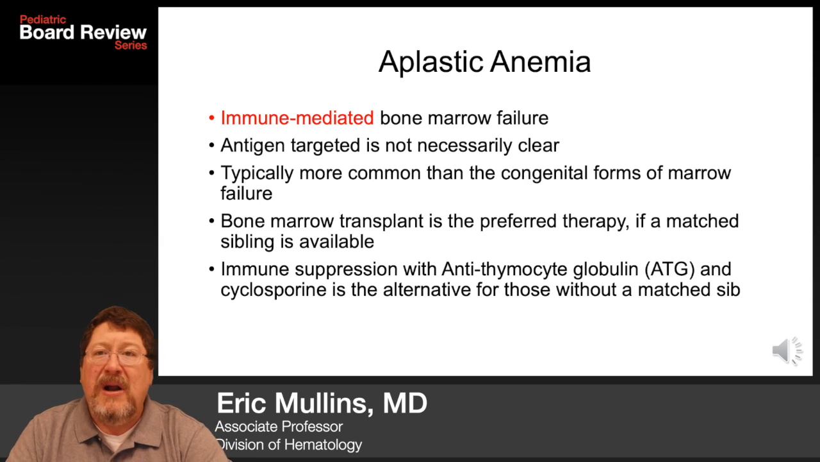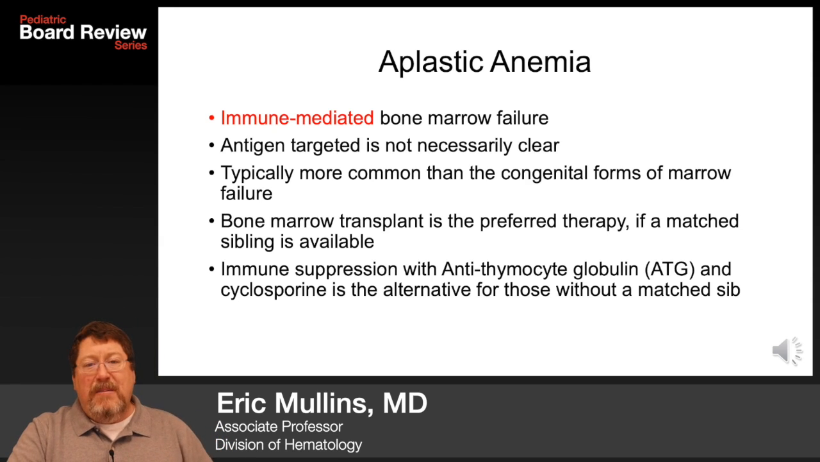So the primary and preferred route of treatment for aplastic anemia, other than supportive care, is a bone marrow transplant, especially if a matched sibling donor is present or available. In the absence of a matched sibling, then often they'll proceed with immunosuppression using ATG, antithymocyte globulin, and cyclosporine.